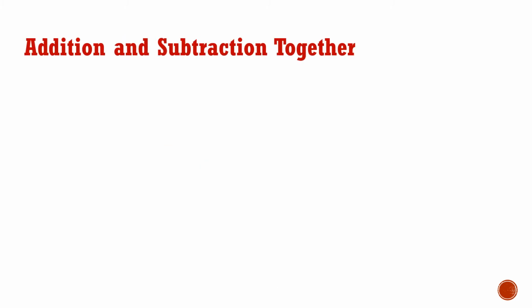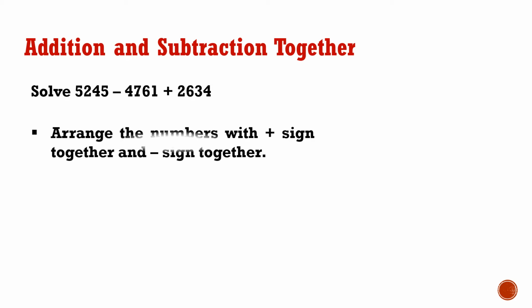Addition and subtraction together. Solve 5245 minus 4761 plus 2634. Here subtraction and addition are given together in one question. We have to follow some rules to do this. At first, arrange the numbers with positive sign together and negative sign together.